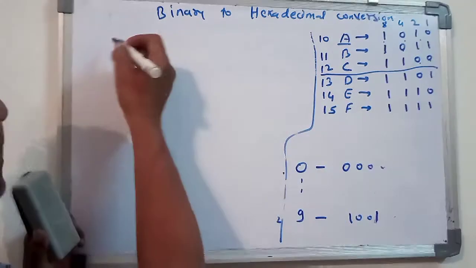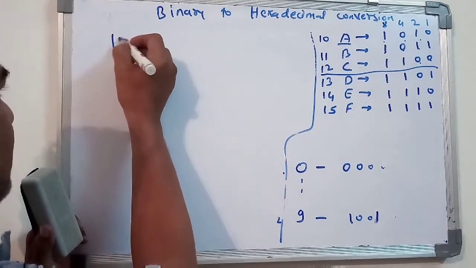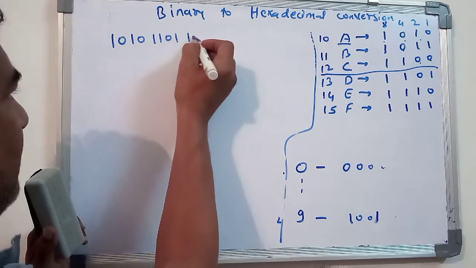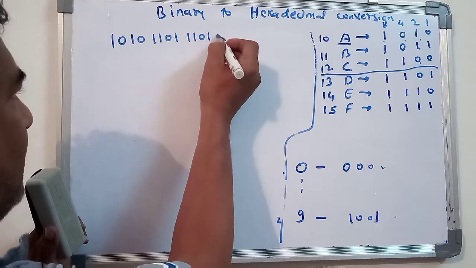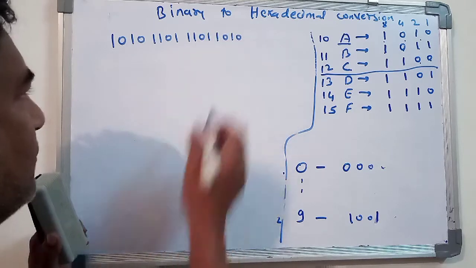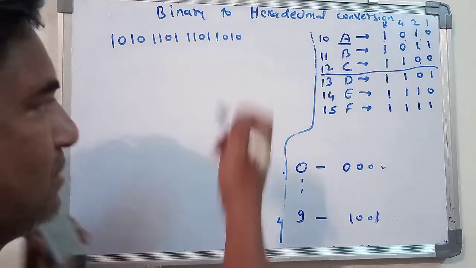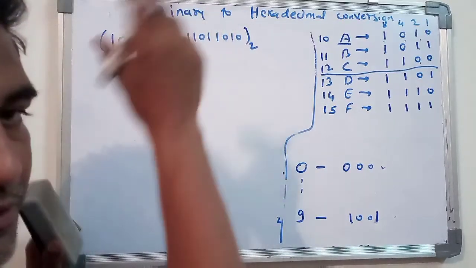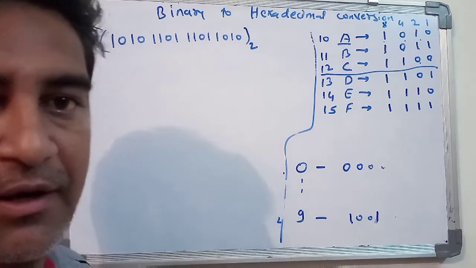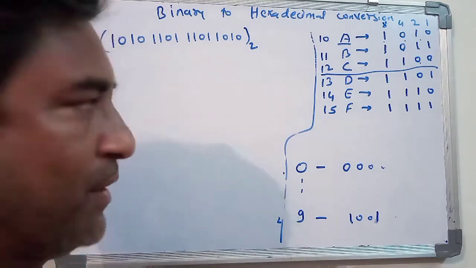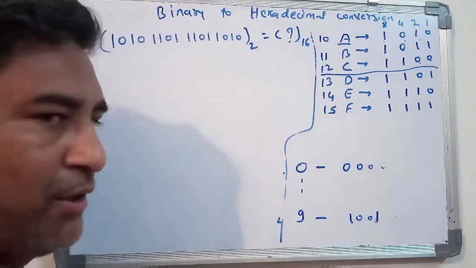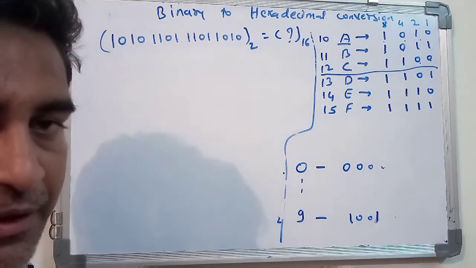Now suppose there is a number like this: 10101101, 1101, 1010. These are the numbers, and this number represents base 2, meaning whatever number is written inside the bracket is a binary number. And the question is given like this: you have to convert that number into hexadecimal.